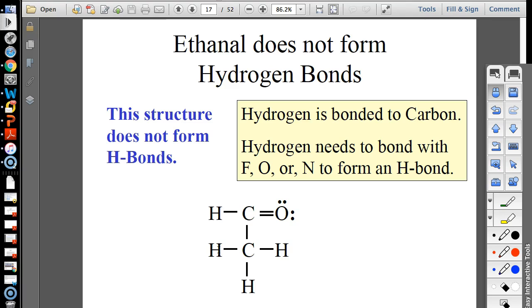But what they might do on the AP exam is they'll give you two molecules, and you'll have to figure out by looking at just one of them. They won't have the other one drawn. Could it hydrogen bond? And this one could not, because you don't even have a hydrogen bonded to an N, O, or F. Okay? Can you see it? Cool.